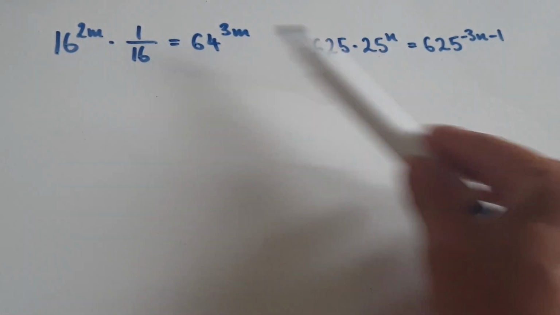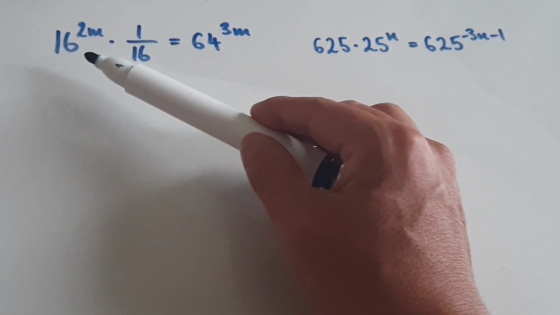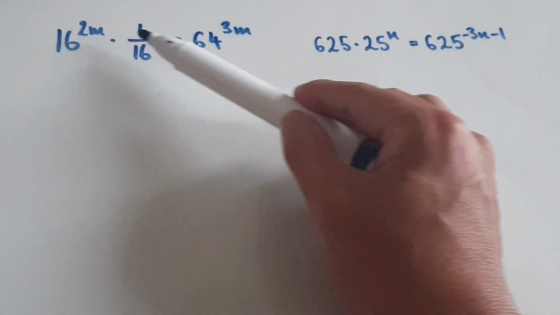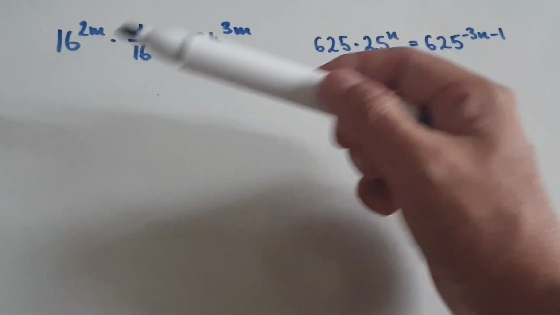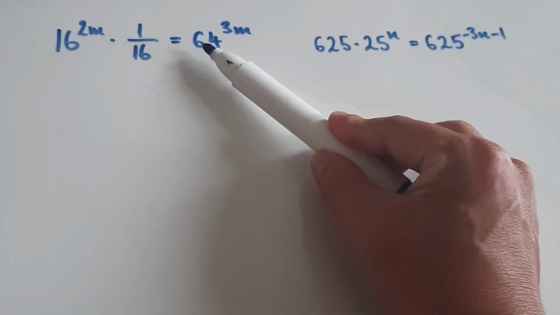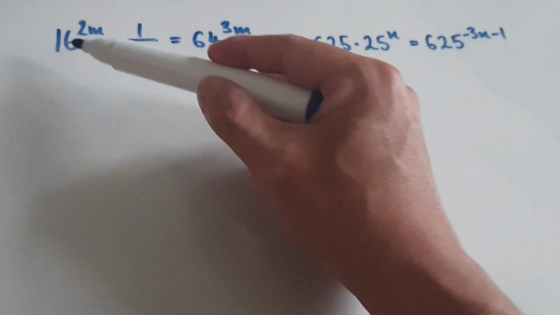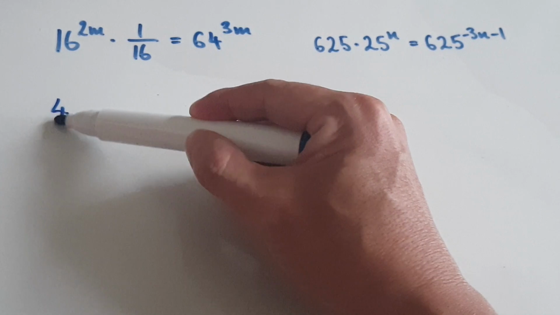Let's try and solve these two equations. So for the first one, when it comes to indices problems, try and write everything in terms of the same base. So for example, the numbers 16 and 64, try and write everything in terms of the same base. For example, the number 16 is 4 squared.